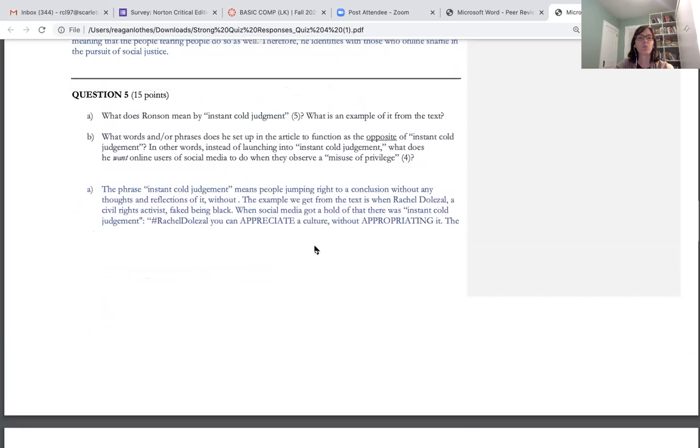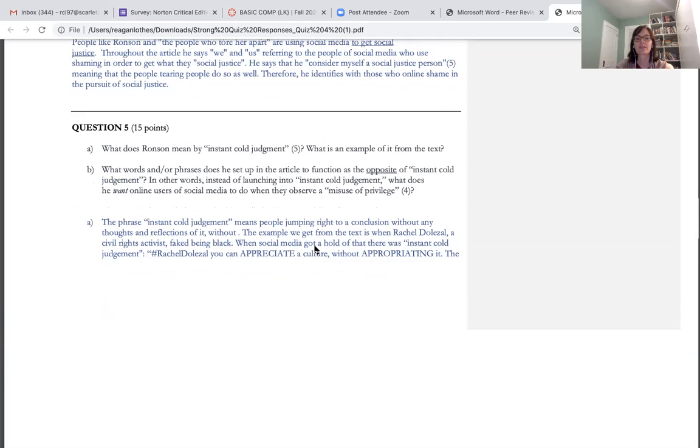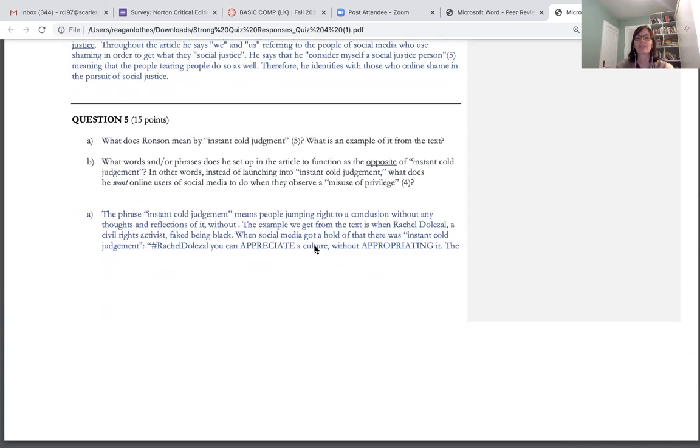Question 5, what does Ronson mean by instant cold judgment? And what is an example of it from the text? And what words or phrases does he set up in the article to function as the opposite of instant cold judgment? In other words, instead of launching into instant cold judgment, what does he want online users of social media to do when they observe a misuse of privilege?